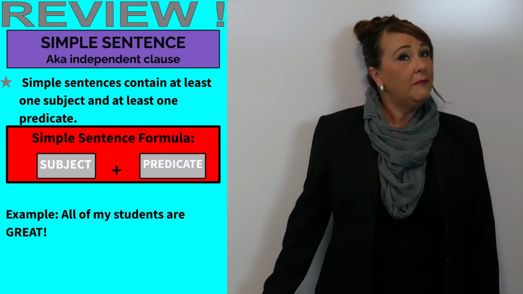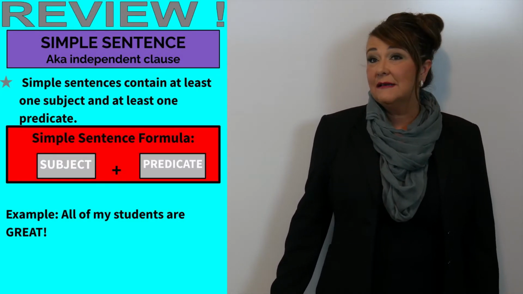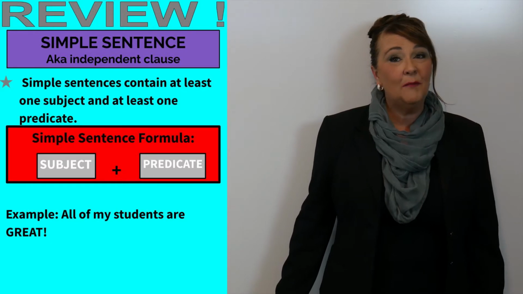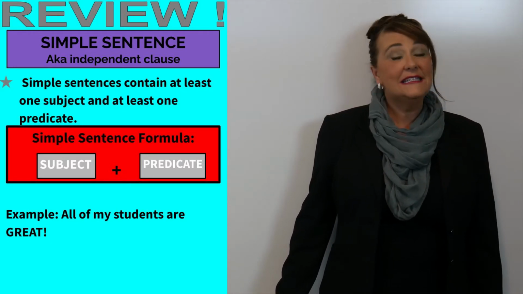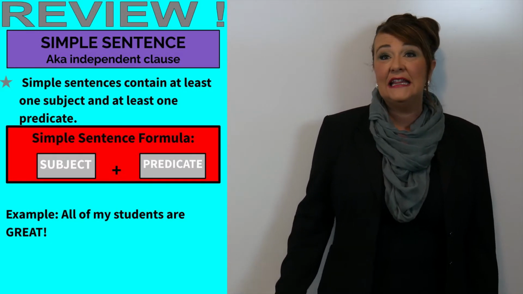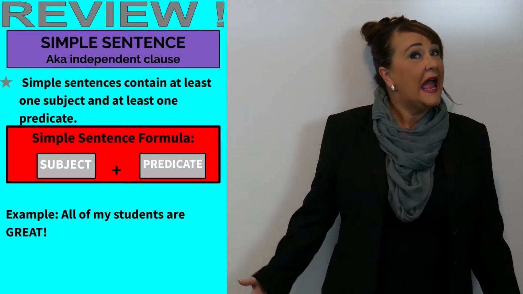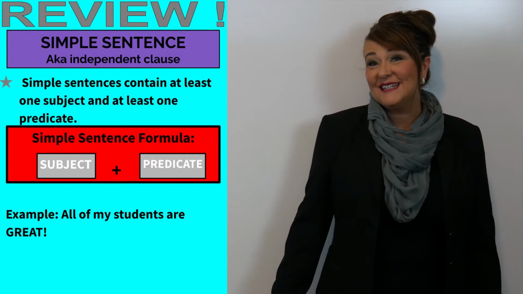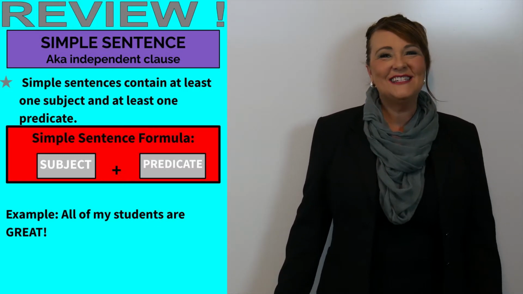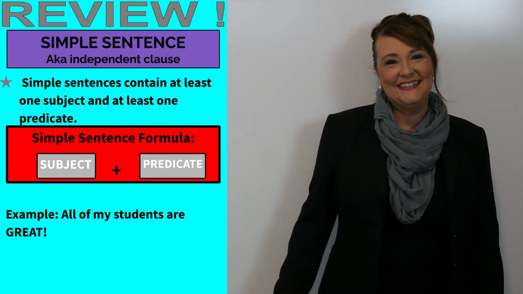Another great thing to review is what we learned in the last lesson about a simple sentence. Remember, another name for a simple sentence is an independent clause. Simple sentences contain at least 1 subject and 1 predicate. An example of a simple sentence is, "All my students are great."